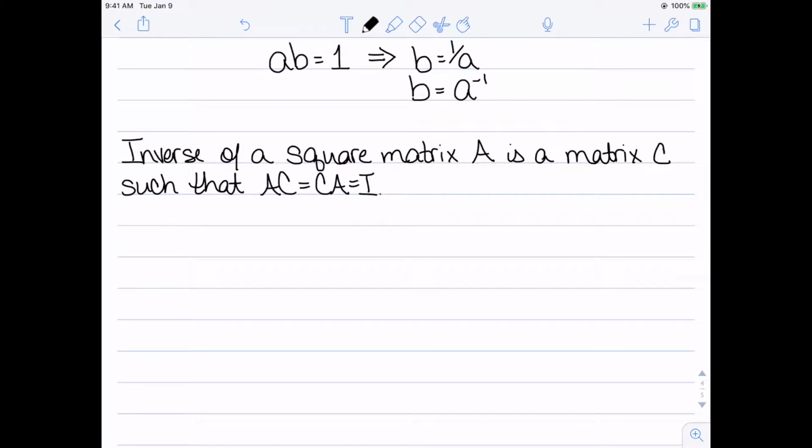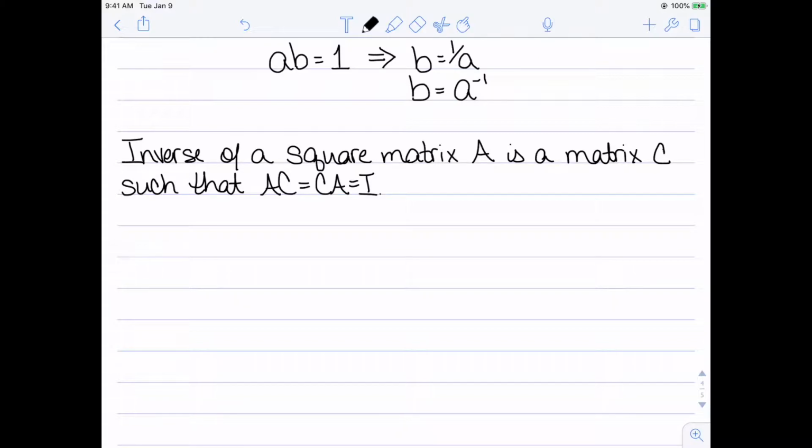Now that we have an identity, we can actually talk about an inverse. With real numbers, I know that if a times b is equal to 1, then b is equal to 1 over a. And that's the idea of the inverse in real numbers. But with matrices, we don't have this idea of division like we do with real numbers. So instead, I'm going to think of it as b is equal to a to the negative 1. So now that we have this idea in real numbers, let's make the correlation with matrices. We say the inverse of a square matrix A is a matrix C such that A times C is equal to C times A is equal to the identity.